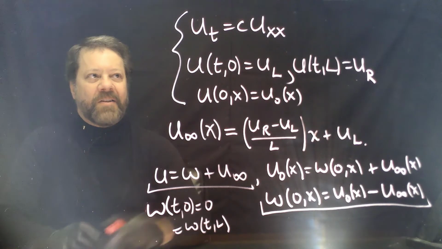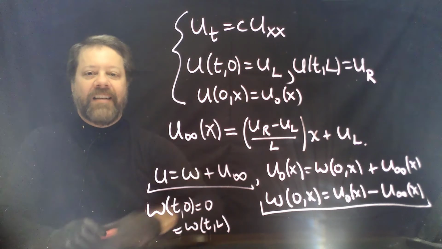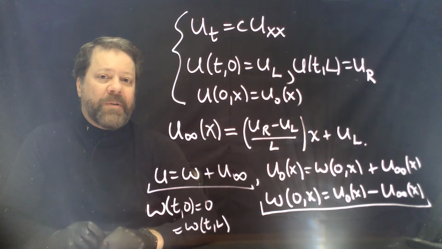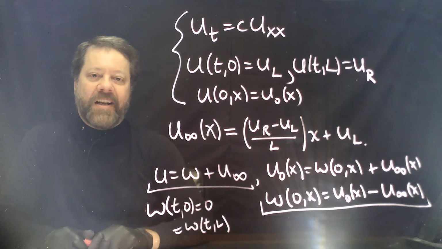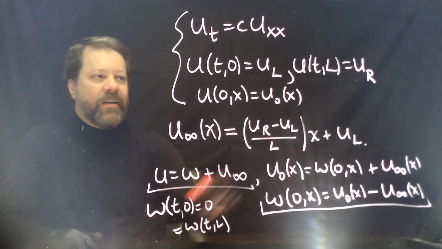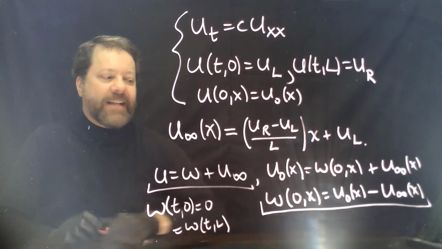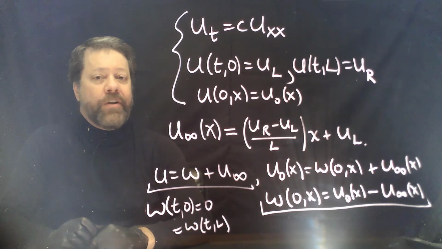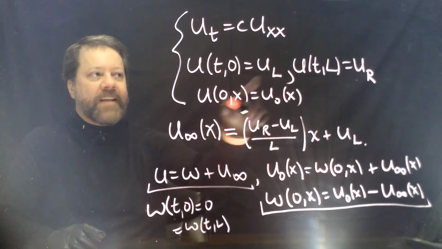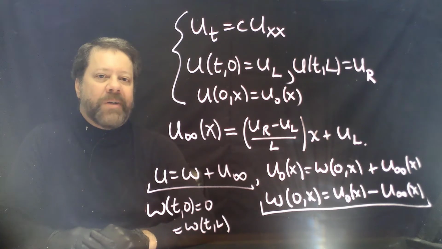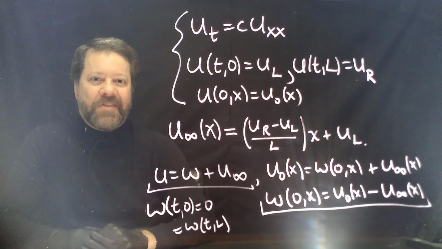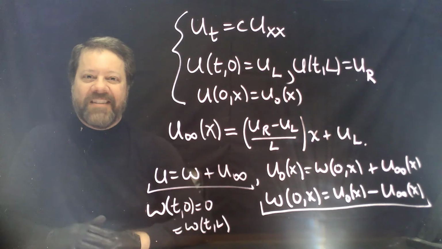To solve the general initial boundary value problem, all you have to do is, first of all, construct the steady state solution. You modify the initial data by subtracting the steady state solution, and then you find another solution that satisfies the differential equation with zero boundary data. That gives you the entire solution just by adding them together.